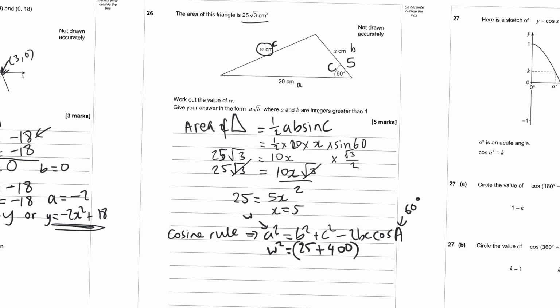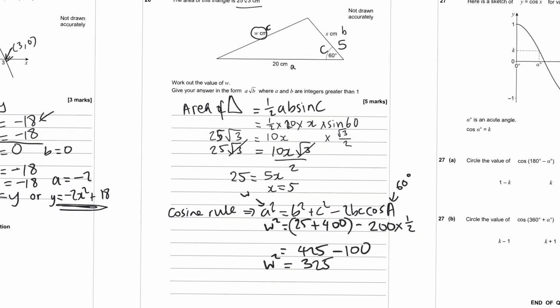Then we've got minus 2 times 5 times 20. So 2 times 5 is 10, 10 times 20 is 200. So that's going to be minus 200 times cos 60, which is equal to a half. Again, use the table. So 400 plus 25 is 425. 425 minus 200 times a half, which is 100, leaves us with 325. Remember, that's equal to W squared.